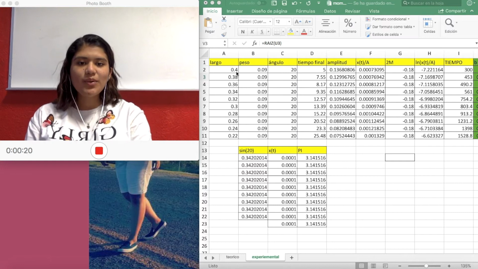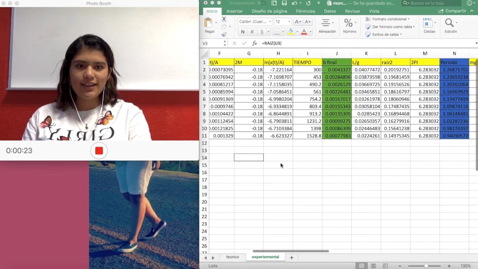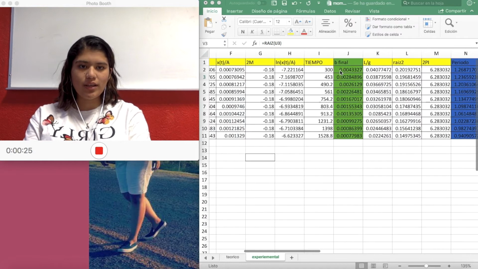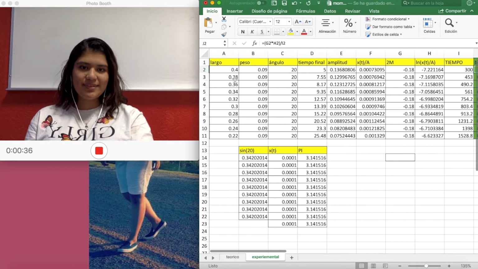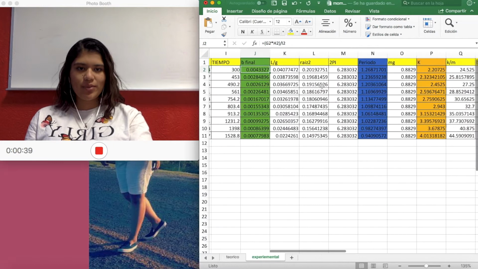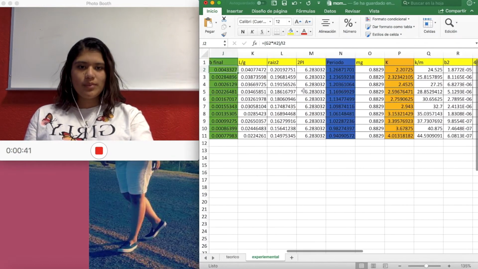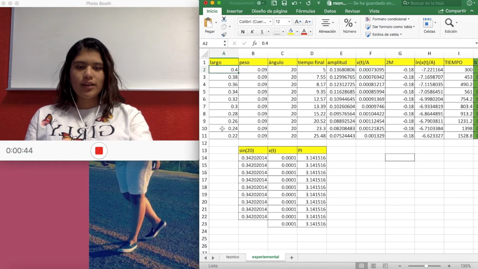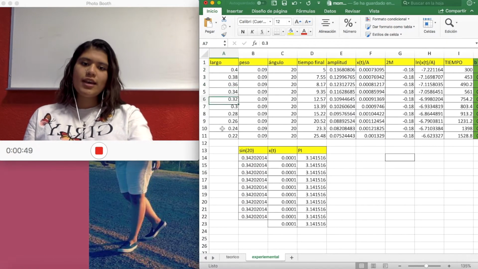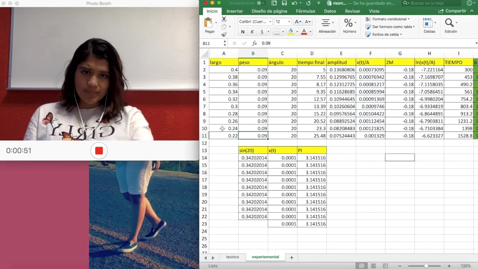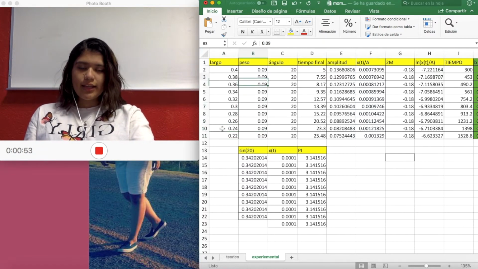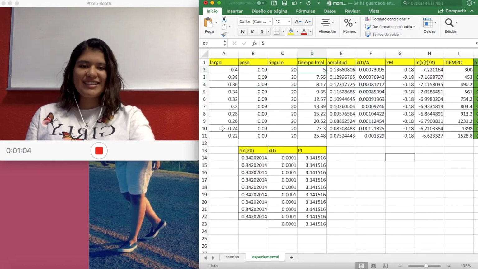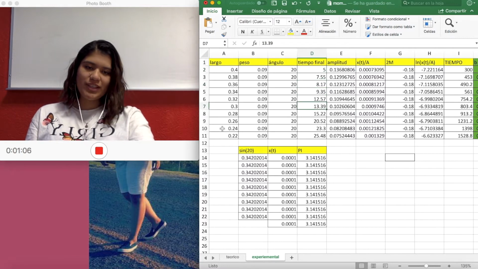Okay, so here we have all the data that we have already, and here we have the data that we have collected from all the pendulums. We can see here the length of each pendulum. This is the highest length, and this is the minimum. And this is the weight of each one of the pendulums. This is the final time of each pendulum. We only use 10 of them.